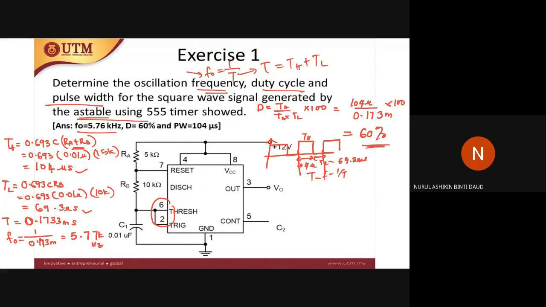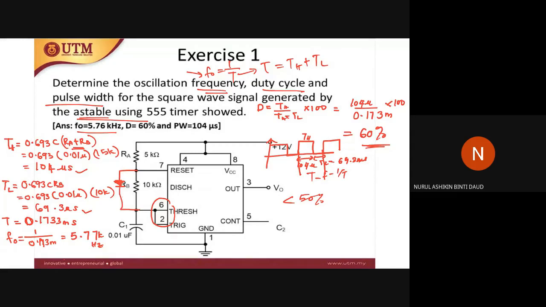Okay, so if it is given as a task for you, if the project asks you how to get a duty cycle less than 50%, what you need to do is add a diode. You can add the diode at this part, which is connected in parallel to RB. So by adding the diode here, what will happen?